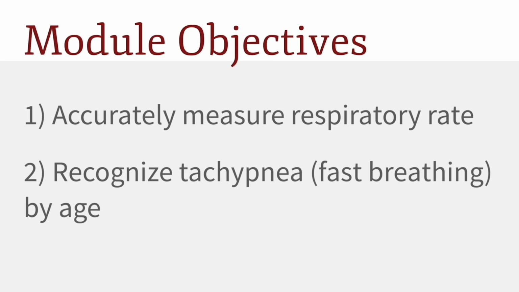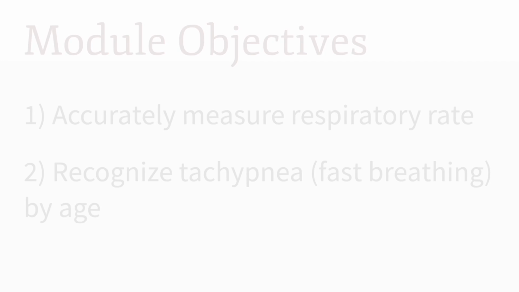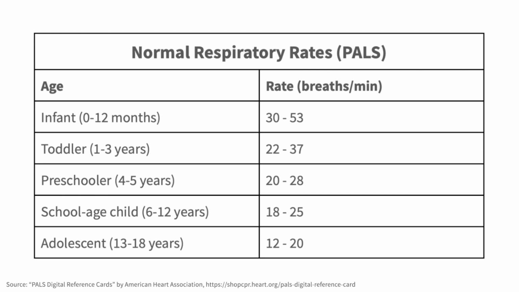We have learned how to accurately count the respiratory rate. Now let's understand how tachypnea varies by age. The definition of tachypnea, or fast breathing, is related to age, as shown in this chart. We have displayed the respiratory rate reference ranges from the Pediatric Advanced Life Support, or PALS course. As we can see here, infants should have a respiratory rate between 30 and 53 breaths per minute.